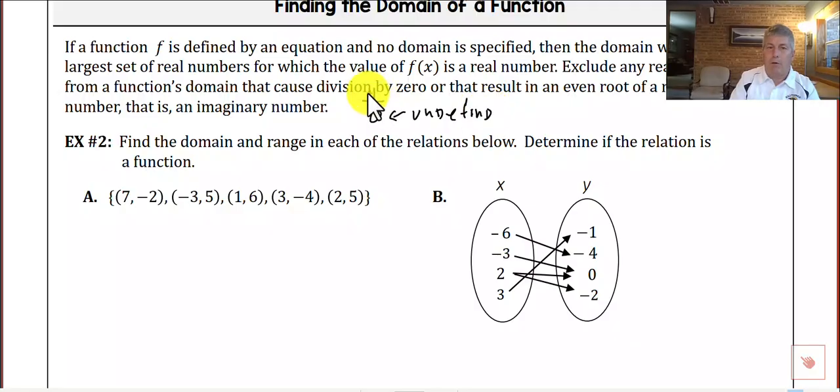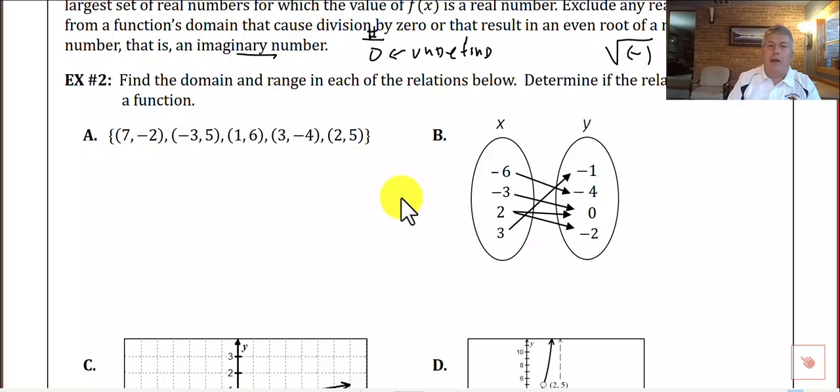So if we have some number over 0, our fraction becomes undefined, or that results in an even root of a negative number. So if we're taking the square root or the fourth root and we get a negative number under that root, that's going to result in an imaginary result. So an even root, so any even index, not just 2 and 4.